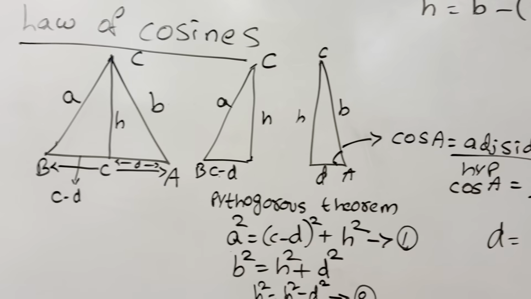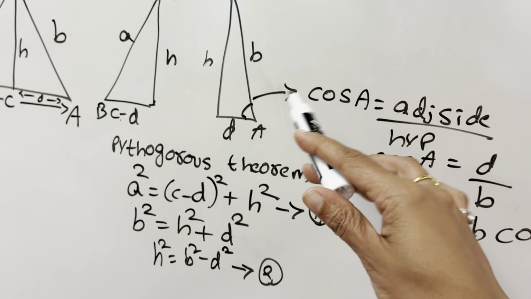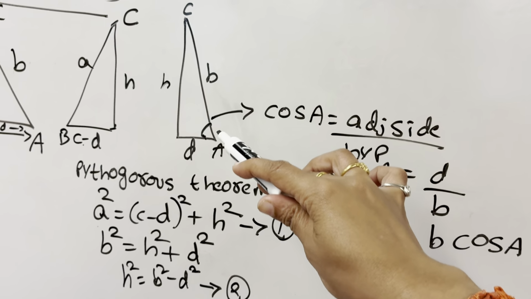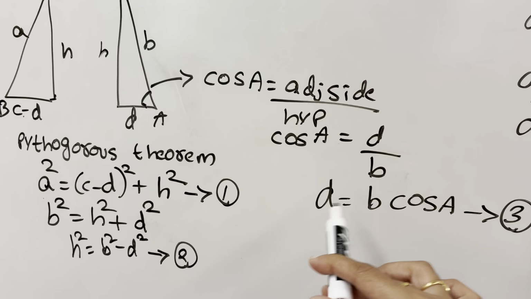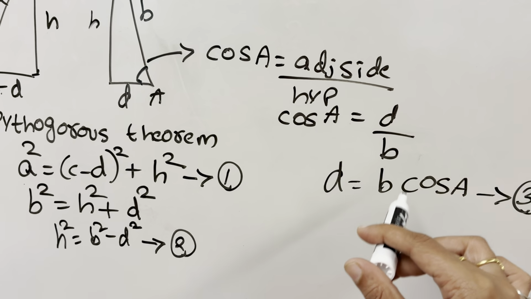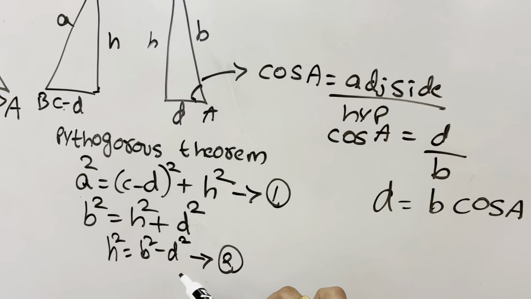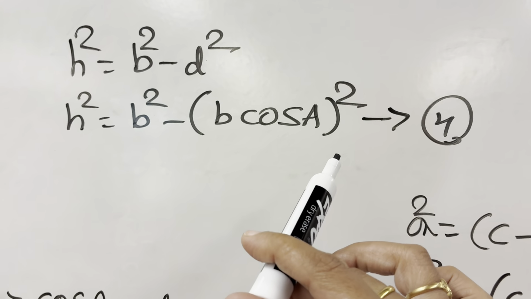Now as it is the law of cosines, I am applying cos of angle A to the second triangle, which is cos A is equal to adjacent side, which is d, over hypotenuse, which is b, so d by b, and d is equal to b into cos A. Now I am going to substitute this d value in equation number 2 here. h square is equal to b square minus (b into cos A) whole square.